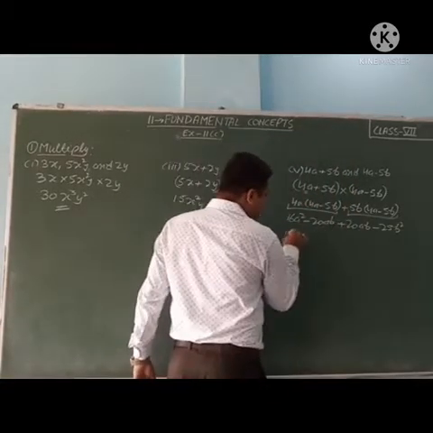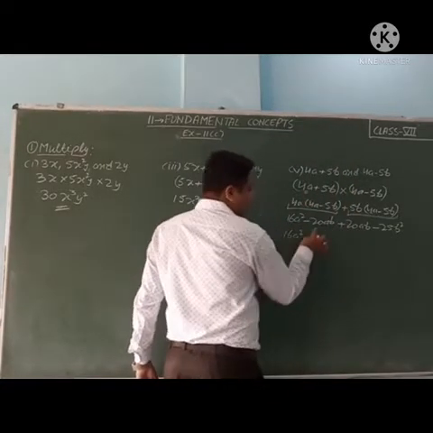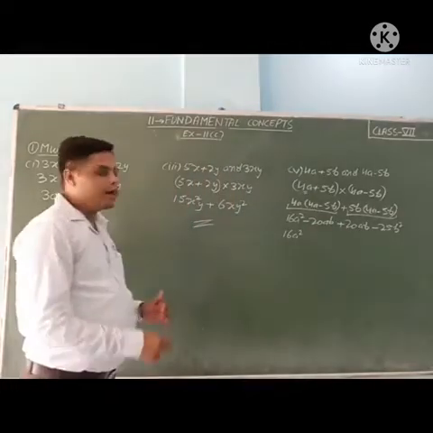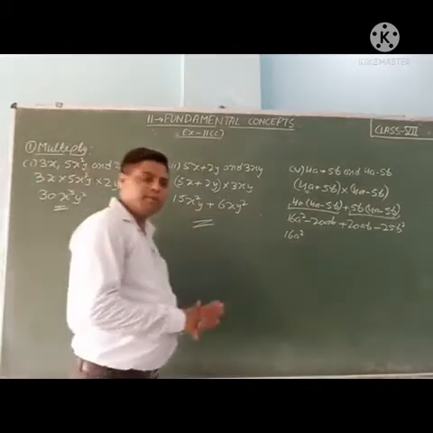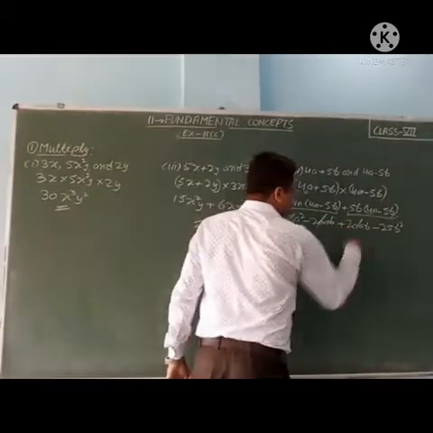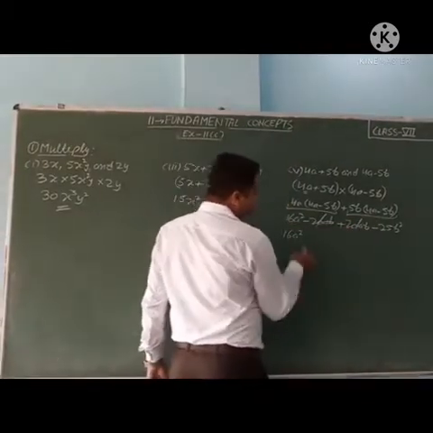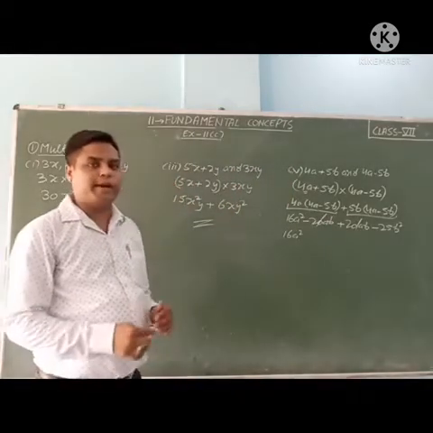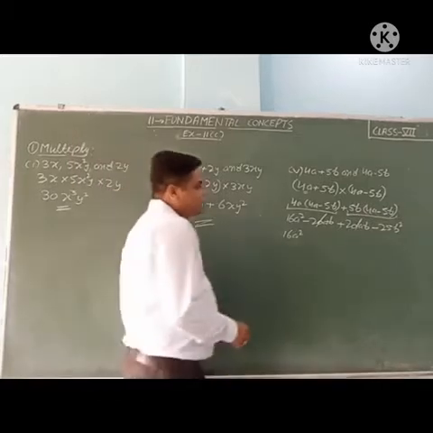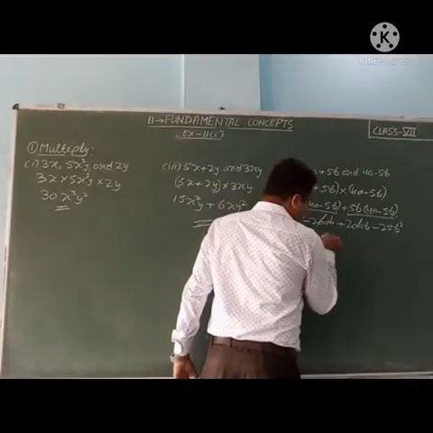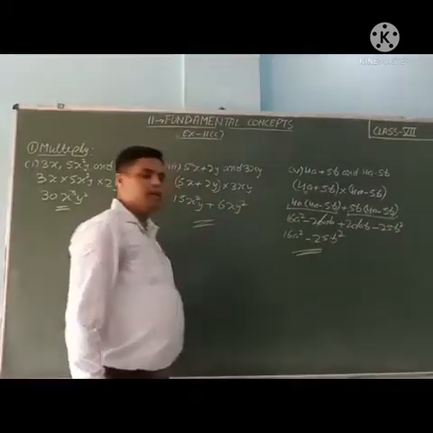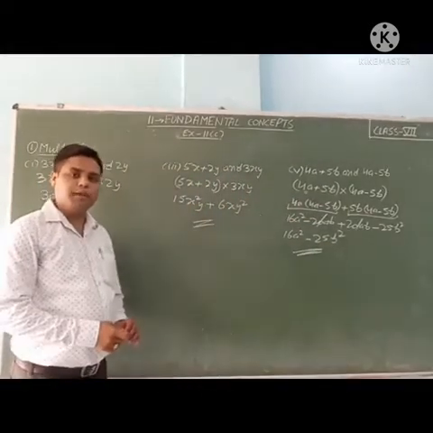Then 16a square minus 20ab plus 20ab: both are like terms with opposite signs, same terms, so we can cancel them. Or we can say minus 20ab plus 20ab becomes 0ab, so no need to write any ab. Then what is left? Minus 25b square. So students, the answer is 16a square minus 25b square.